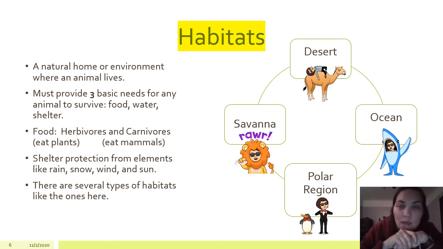Shelter is protection from the elements, like we discussed, rain, snow, wind, sun. Those are some climates that we're going to be coming across. And then also, there's several types of habitats, like the ones seen here, like I reminded you. But today we're going to talk about these 4, because I thought that these were the coolest because of the animals. Here we go.